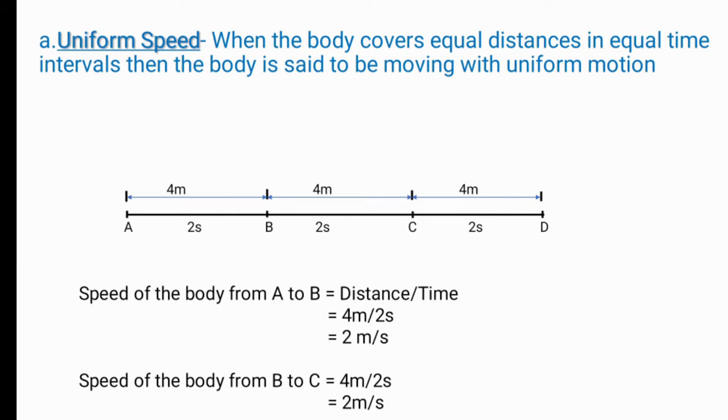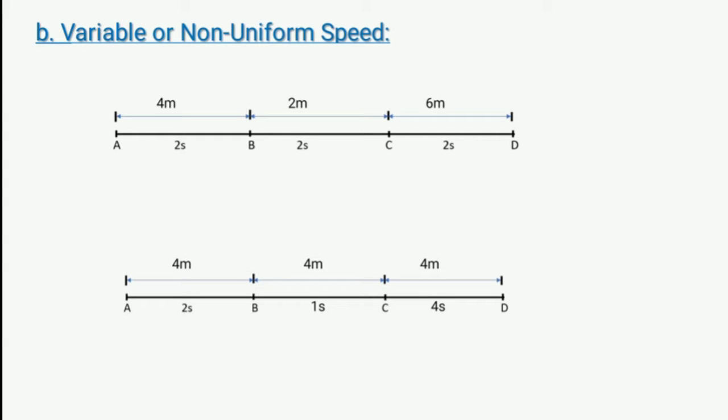When a body covers equal distances in equal time intervals, then the body is said to be moving with uniform speed. In the diagram, the distance between A and B, B and C, C and D are all equal to 4 meter, and the time taken to cover these distances in all the cases is equal to 2 seconds. So if you find the speed of the body from A to B, that is distance by time, which is equal to 2 meter per second, and the speed of the body from B to C is also 2 meter per second, which means the speed is constant or uniform.